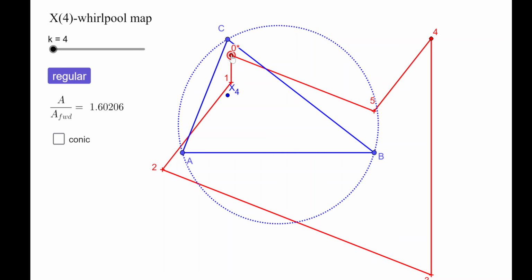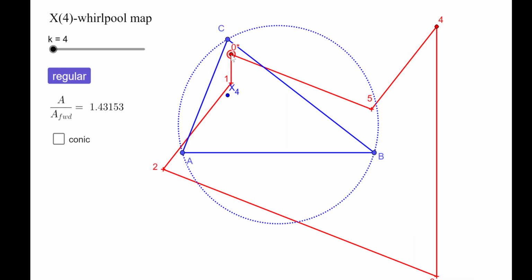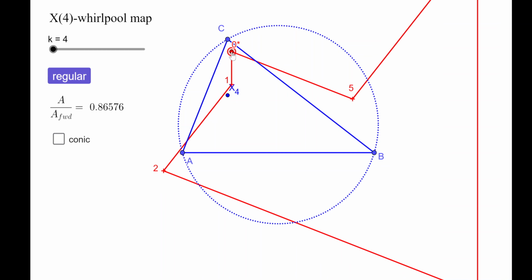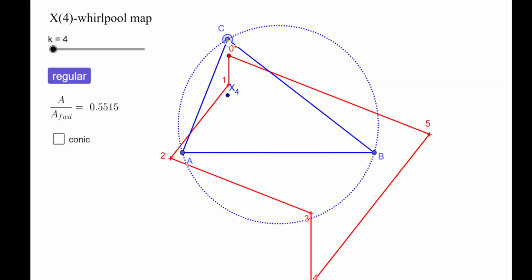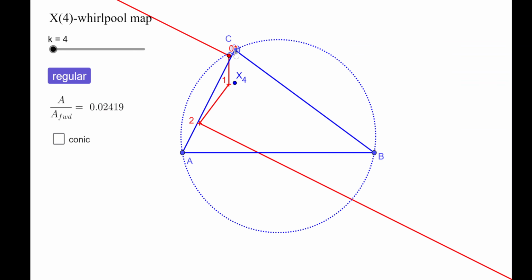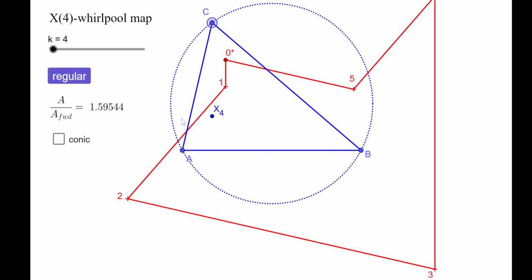Its area is variable, so as I move 0 here, the area ratio between ABC and itself is variable. And it also depends on the shape of ABC. So if I move my triangle around, okay, I get a different polygon. Let's take a look at this one over here.